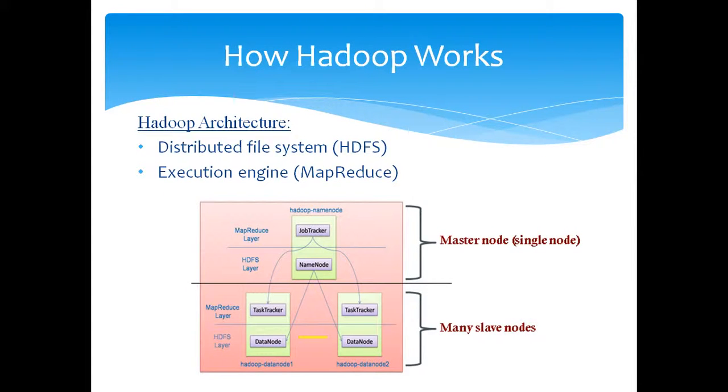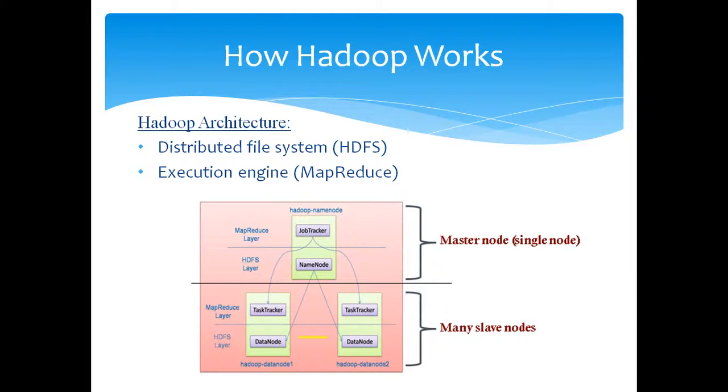The next topic I'm going to cover is how Hadoop works. Let's say a data gets into Hadoop: how it is processed, how it is divided, and how it gets to the output. The main Hadoop architecture is divided into two parts: the Hadoop Distributed File System and MapReduce.